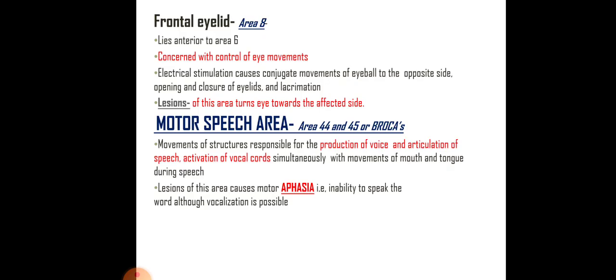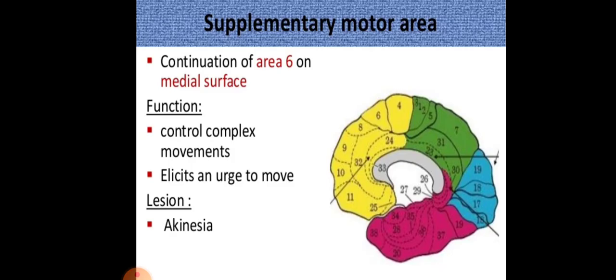The frontal eye field lies anterior to area number 6 and is concerned with the control of eye movements. Lesions of this area will lead to loss of turning of the eye towards the affected side. Then the motor speech area is area number 44 and 45. It is Broca's area. It is responsible for the production of voice and articulation of speech, activation of vocal cords, etc. And a lesion of this area will lead to aphasia, that is, inability to speak.